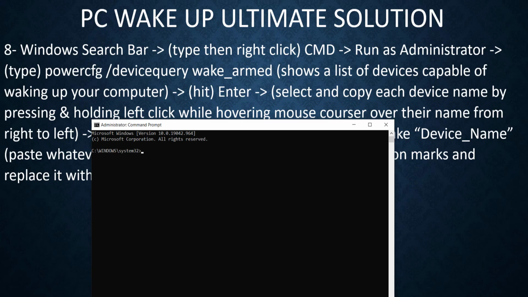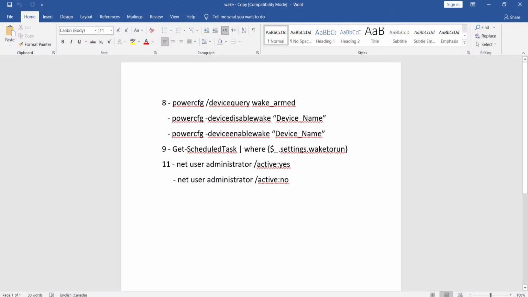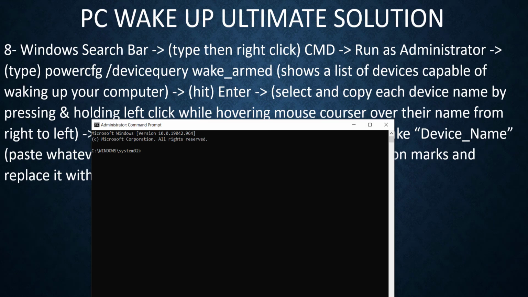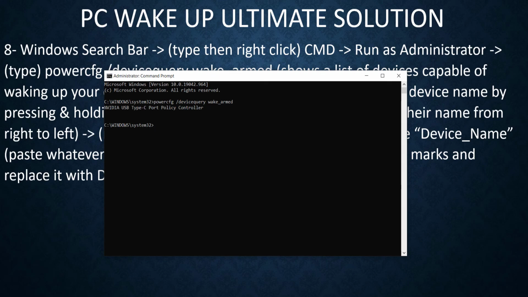So the command that we're gonna use for seeing which devices are able to wake our computer is powercfg /devicequery wake_armed. I already have it in a Word file, so what I'm gonna do is to copy it, as you can see. You can also do the same thing. As I said, I will provide these commands underneath the description. So I'm gonna just paste it here, and then I'm gonna hit enter. As you can see, it says NVIDIA USB Type C port is able to wake my computer. It means that if I connect any USB Type C device, such as a mouse or a keyboard or anything, it will be able to wake the computer, okay?